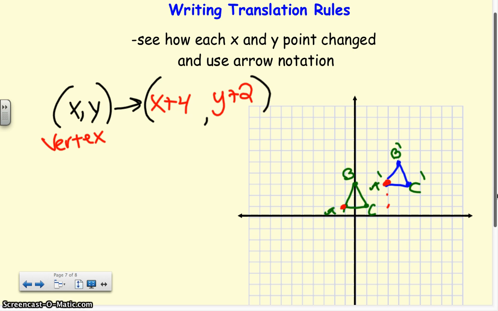Double check. Is that right? 1, 2, 3, 4. 1, 2. Yes. That describes my translation perfectly. I don't know if the MCAs describe it like this or just up and down, right and left. It's going to be asked both ways on your homework.